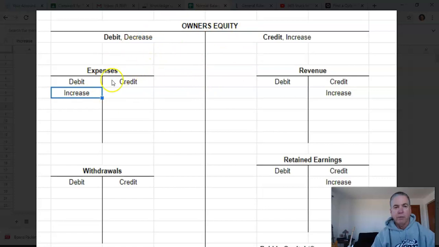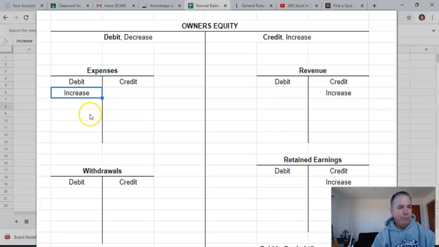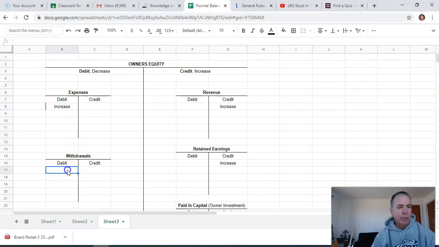And of course, if we have too many expenses and they exceed the revenues coming in, we get into that negative income situation, and that is not healthy for the business. You need to have more coming in than is going out in order to have net income. If it continues, eventually we can't pay our bills, and then of course we have bankruptcy and go out of business. And withdrawals, once again, same concept.